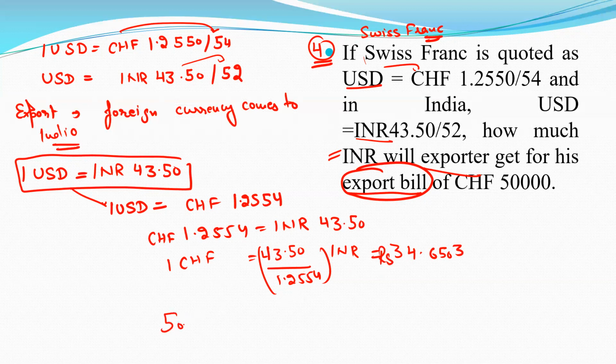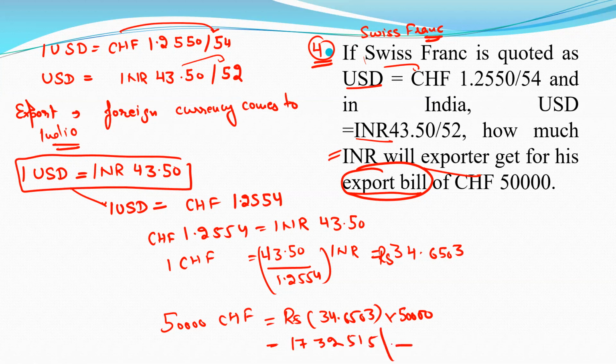So if we have 50,000 CHF, that is equal to rupees 34.6503 into 50,000. That much amount comes out to 1732515. So how many Indian rupees will the exporter get for his export bill? Any Indian exporter has to sell for this much. This comes out to be 17,32,515 rupees.